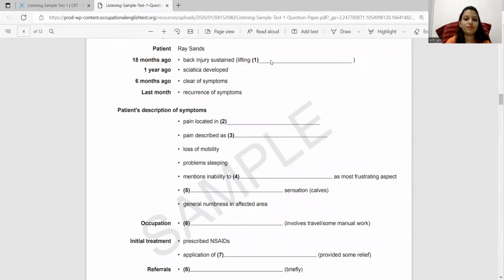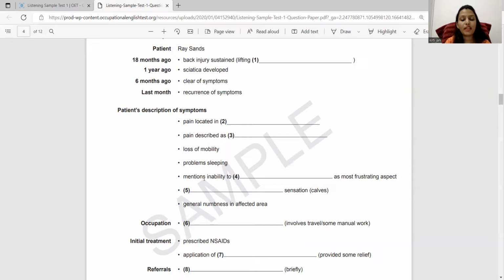All right, let's move on. Patient's description of symptoms. This is your keyword that will help you get to the second blank. Pain located in. So here, 'in' is asking about the site of the pain. Here it is clearly mentioned 'located', so this is asking about the location of pain, right? It is inside something. Pain described as. So the preposition 'as' is talking about the type of pain, right? What kind of pain it is.